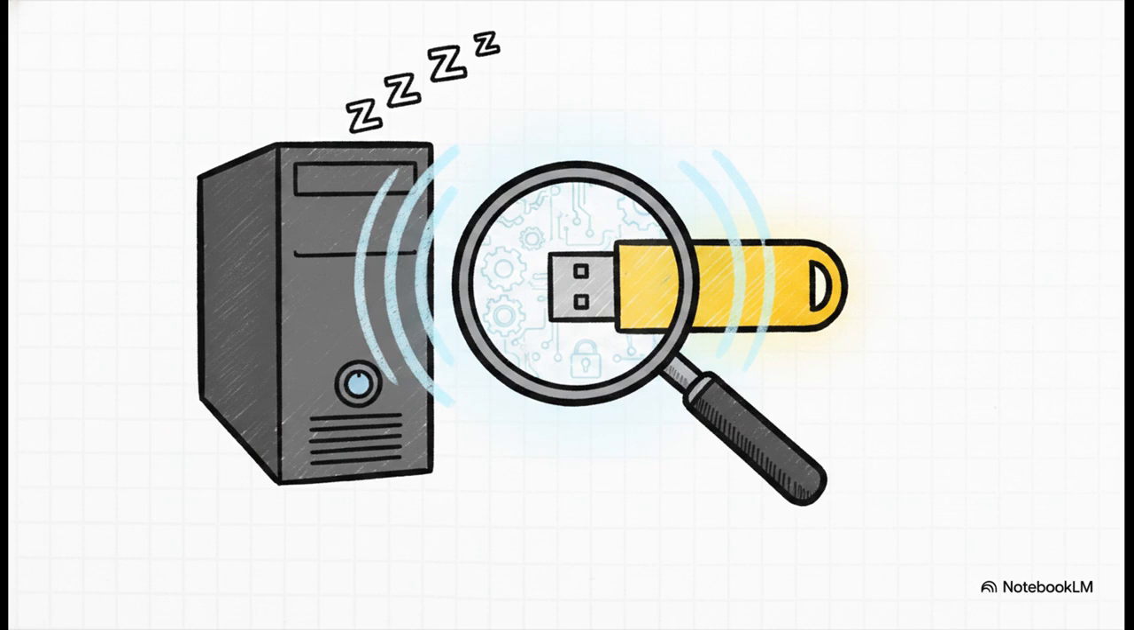Therefore, the absolute best way to identify an active rootkit is to look at the system from the outside in. You have to boot the computer using removable media, like a clean USB flash drive or a special rescue disk. Because the infected operating system isn't running, the rootkit isn't running either, making it way easier to finally detect.